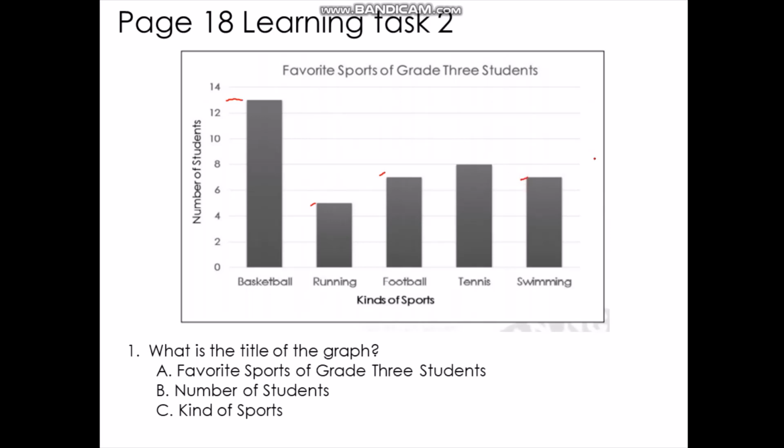Based on that, number 1, just answer the correct letter. What is the title of the graph? A, favorite sports of grade 3 students. B, number of students. C, kind of sports. A, B, or C.